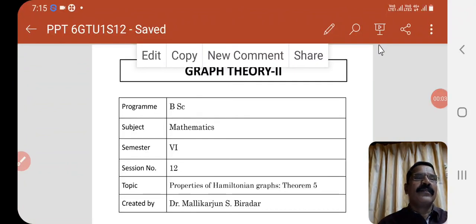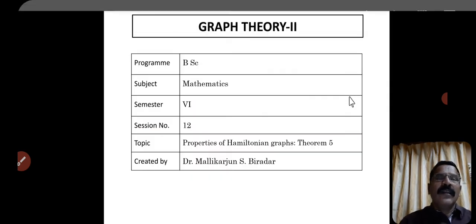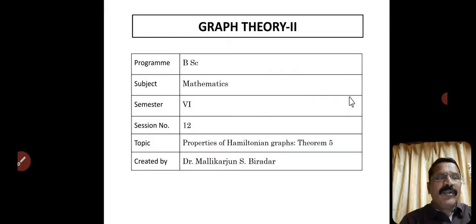Dear students, already in the previous class we have discussed a property on Hamiltonian graph. Again today in session 12 we are going to discuss another property of Hamiltonian graph. Though there is no general characterization for Hamiltonian graph so far, there are necessary and sufficient conditions. In the previous class we have discussed one necessary and sufficient condition on Hamiltonian graphs.